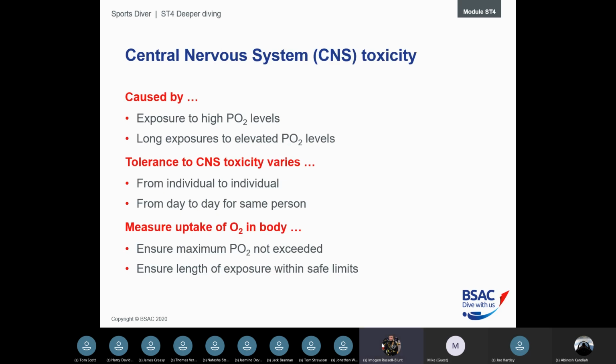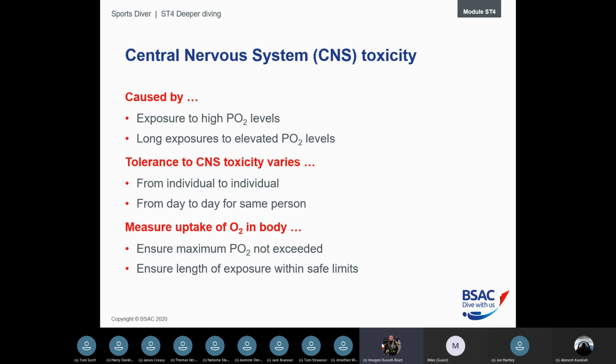It's caused by exposure to high partial pressure oxygen, or long exposures to elevated levels, so not necessarily exceeding your 1.4, but long exposures to higher levels. Your tolerance, a bit like an alcohol tolerance, varies from person to person. I don't know why it changes for each person. It could be the size of you or how absorbent your tissues are of nitrogen or oxygen. And it also can vary day to day for the same person. So it really just does depend.